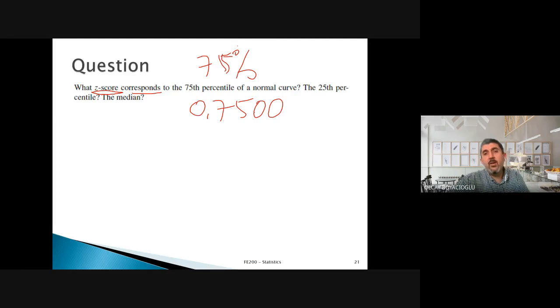Alright. So since this is the 75th percentile, in z-score area, we write it here: 0.75. They didn't say the last digit, but we know it is 0, because our z table has 4 digits after the decimal point. Now let's look at 0.75 and see what the z-score for that is.